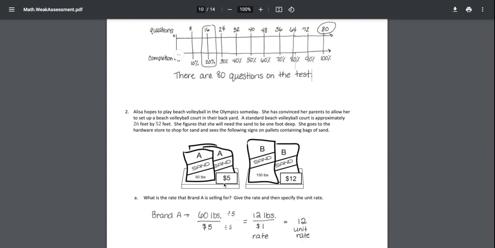So you had to set up the ratio by doing your pounds divided by your dollars. So 60 divided by 5. Then we simplify from there. We divide both by 5, or you can just go into your calculator and do 60 divided by 5. That leaves me with 12. Well, it's 12 pounds per $1. That's the rate. The unit rate is just the 12.